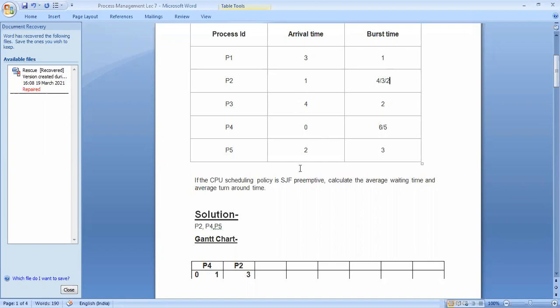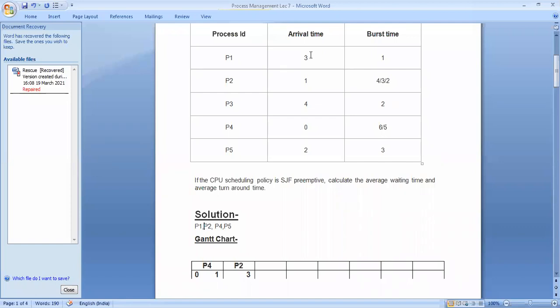So now after 3 milliseconds again we'll check. Within the ready queue, how many processes are there? P1 is also there, because its arrival time is 3, so another process in the ready queue is P1. So P1, P2, P4 and P5. Now again we'll compare.